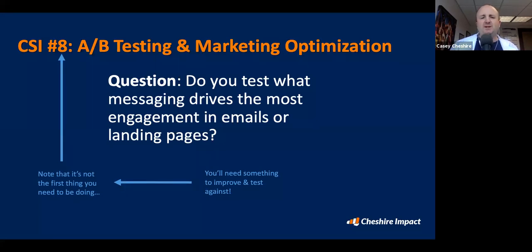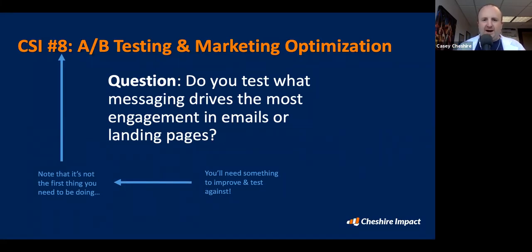The question is always really helpful. Whenever I'm not sure if I'm using a feature fully, I go back to the CSI question. And this is also how the assessment goes. In a CSI, we ask you 10 questions, and based on your answers, you have a number from 0 to 10. So the question here is, do you test what messaging drives the most engagement in emails or landing pages?